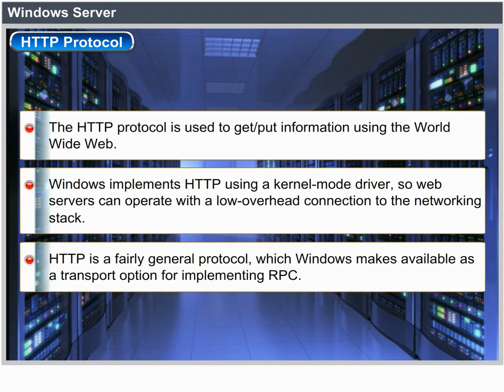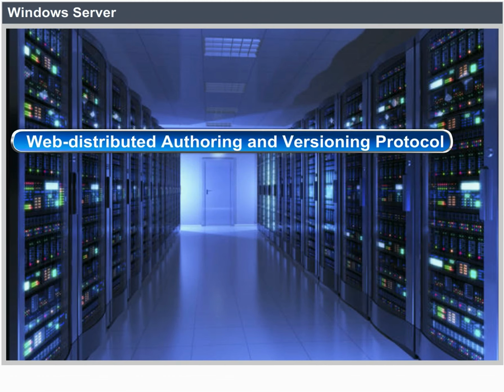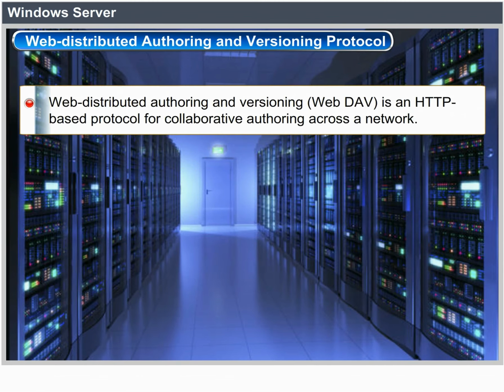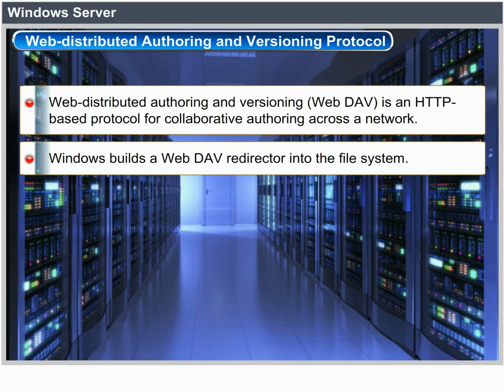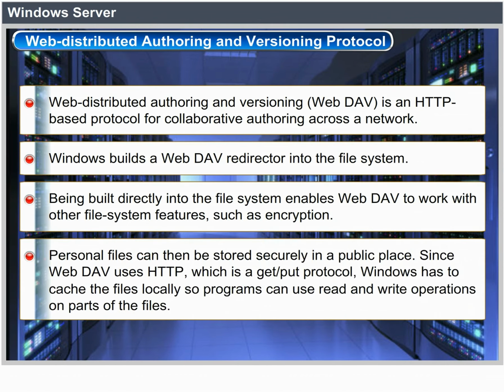Web Distributed Authoring and Versioning Protocol. Web Distributed Authoring and Versioning, WebDAV, is an HTTP-based protocol for collaborative authoring across a network. Windows builds a WebDAV redirector into the file system. Being built directly into the file system enables WebDAV to work with other file system features such as encryption. Personal files can then be stored securely in a public place. Because WebDAV uses HTTP, which is a get-put protocol, Windows has to cache the files locally so programs can use read and write operations on parts of the files.